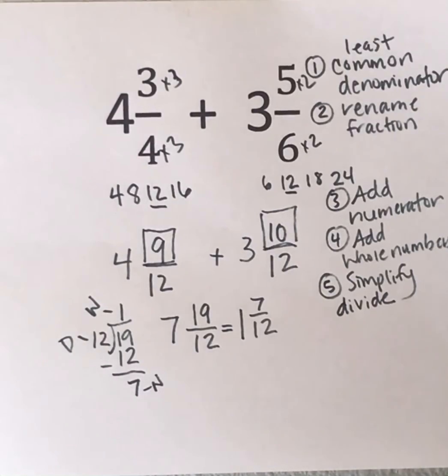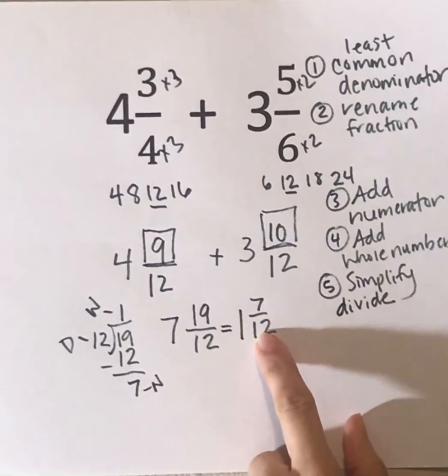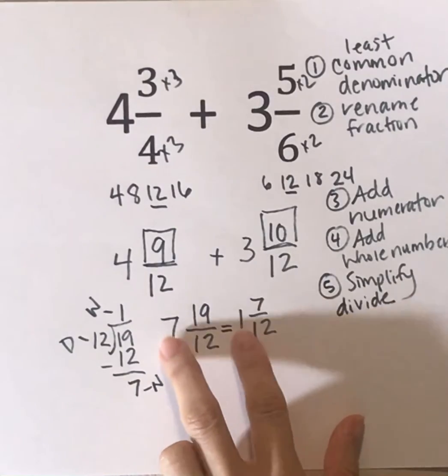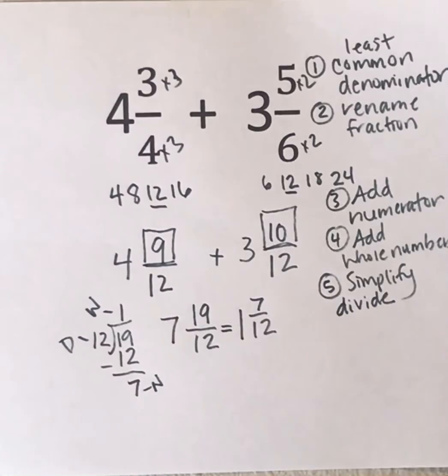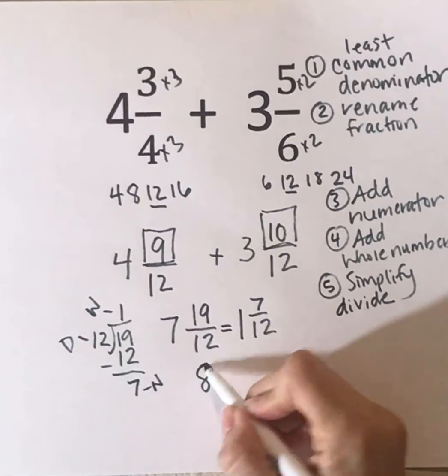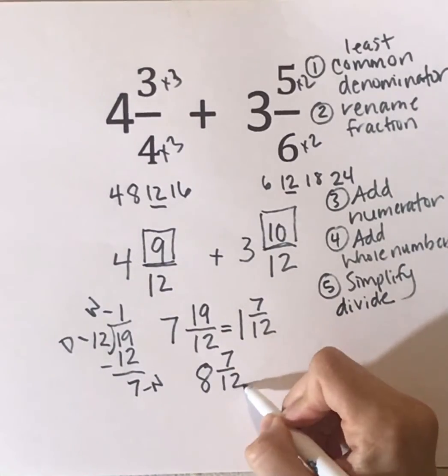So last step is, this is simplified, but now we need to add those final whole numbers together. So we're going to add the 7 to the 1, and so we get 8 and 7 twelfths.